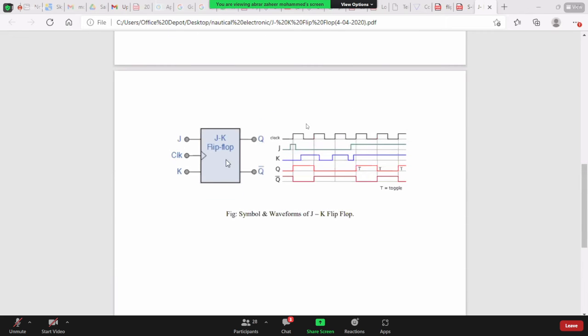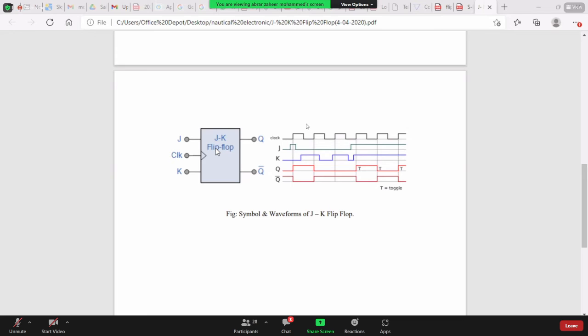Here we can see the symbol. In the symbol, there are two inputs J and K, and the clock. The clock is shown by the arrow. The arrow indicates it is positive edge triggered. And the outputs are Q and Q bar. This is the symbol for the JK flip-flop: J and K, clock, and two outputs Q and Q bar.